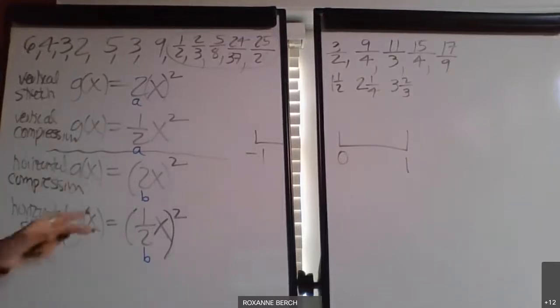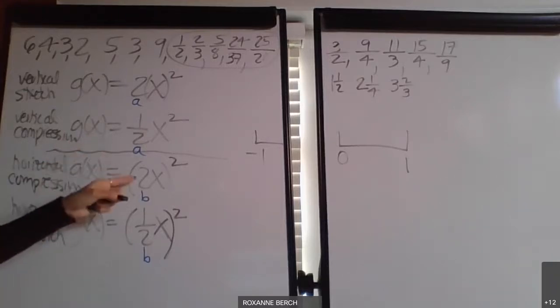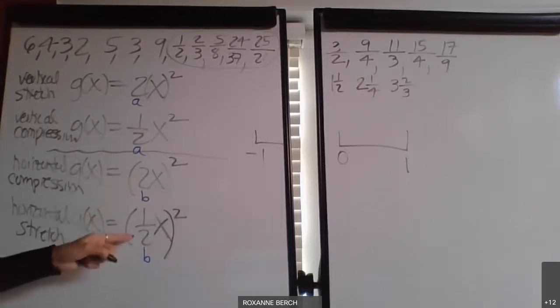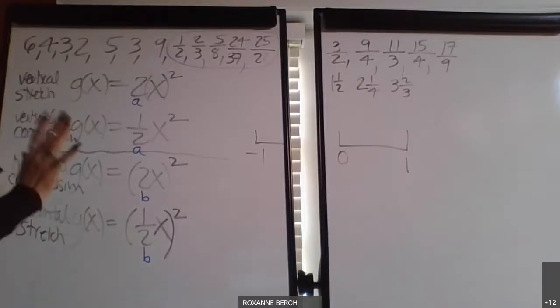So don't confuse things, okay? All you have to do is when you see B, you have to take the reciprocal. Don't negate it or do anything. You just take the reciprocal. This would be a horizontal compression by 1/2. This would be a horizontal stretch by 2. All right, does anybody want to ask me a question about this before I erase it?